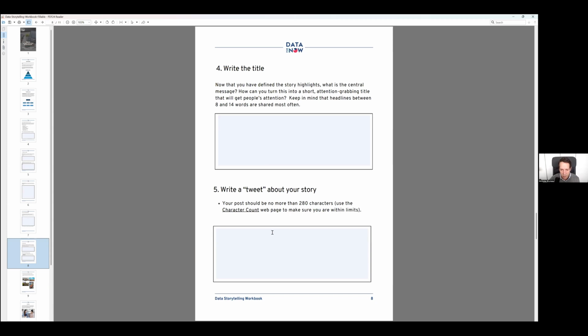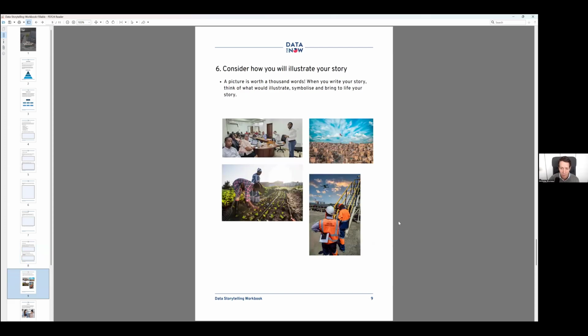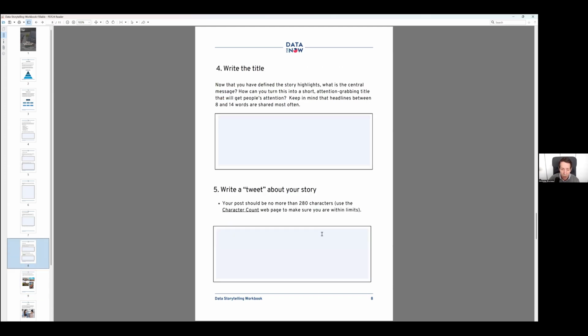And finally, here is a space if you want to write a tweet about the story. And here there's a link for a character count if you need to write a tweet, or a post, as it is called now on X. This is also a good exercise for other social media channels like Facebook or LinkedIn, because it encourages you to write something short and condensed that can also be used across other channels.